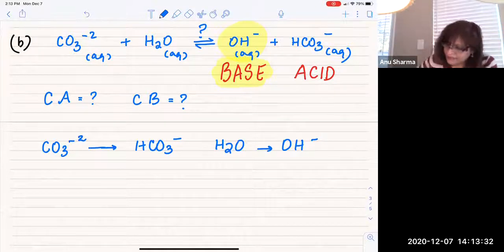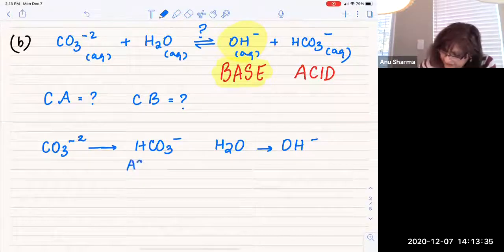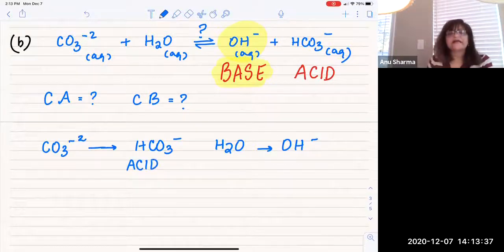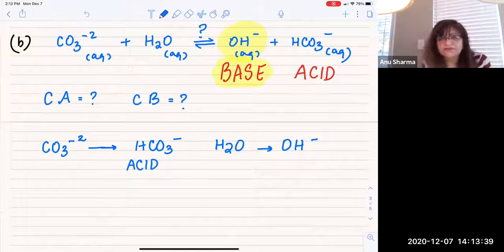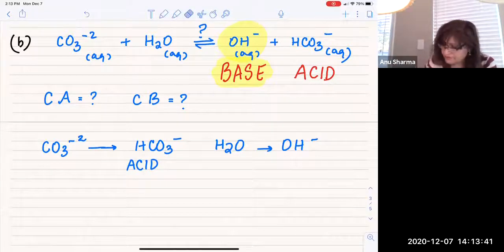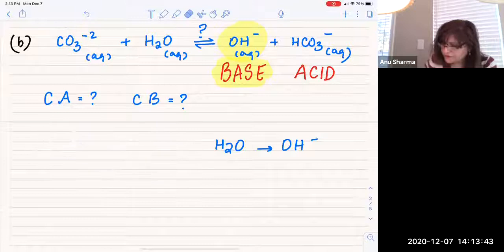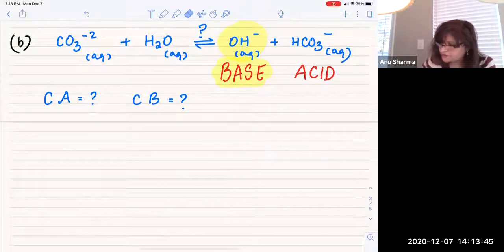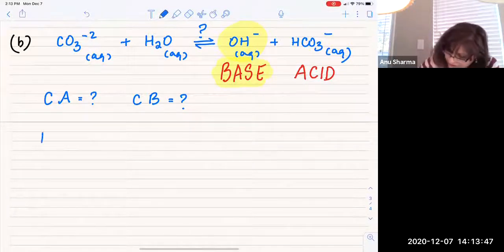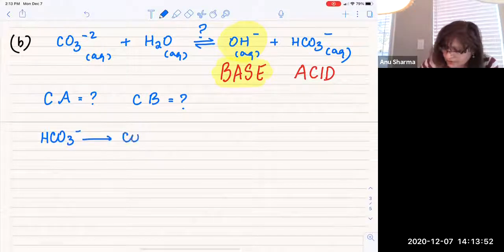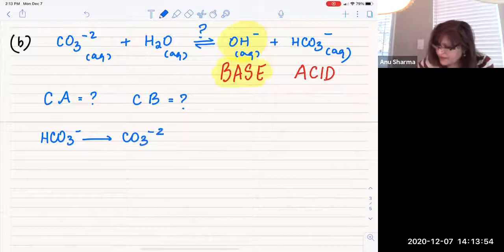What do you think? If bicarbonate is acting as an acid, then the carbonate is going to be the base. CO3 2 negative is giving you carbonate ions, negative. And then here you have the OH ion, negative, and H2O.